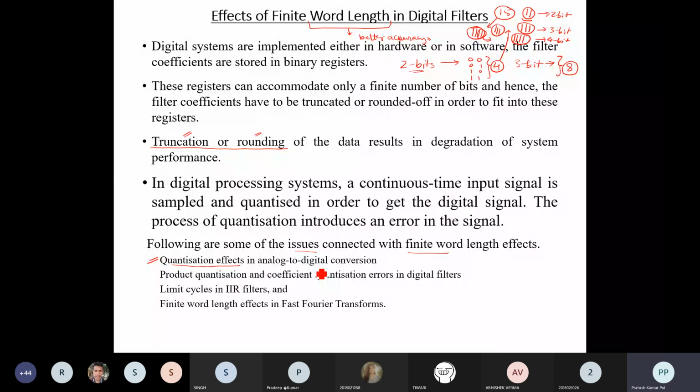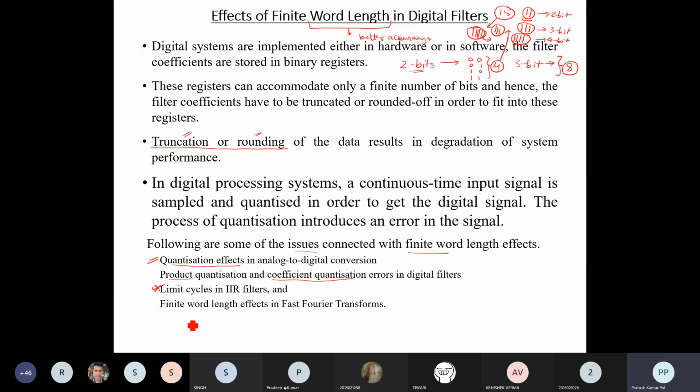And then product quantization and coefficient quantization. If we are multiplying two values and we get a result, this result will be quantized and assigned a binary value, so there may be some product quantization error, or the coefficient itself can have a quantization error. Okay, there is another problem, that is limit cycle. We will not be dealing with this basically.